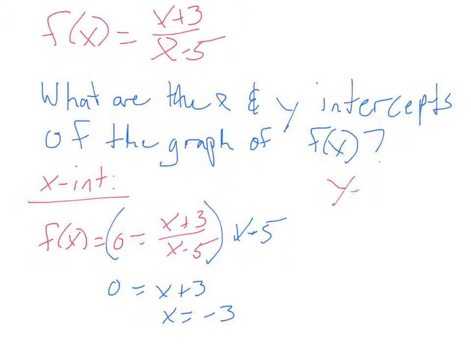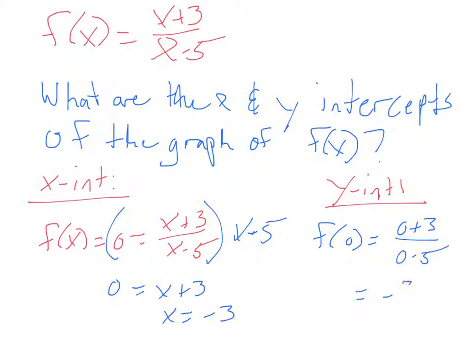Now the y-intercept occurs when what is true? x equals 0. So to find the y-intercept, we want to find f of 0, which will be (0 plus 3) over (0 minus 5). So the y-intercept is going to be negative 3/5.